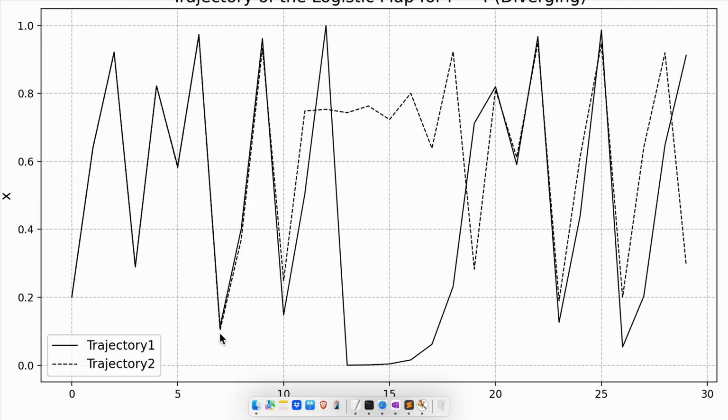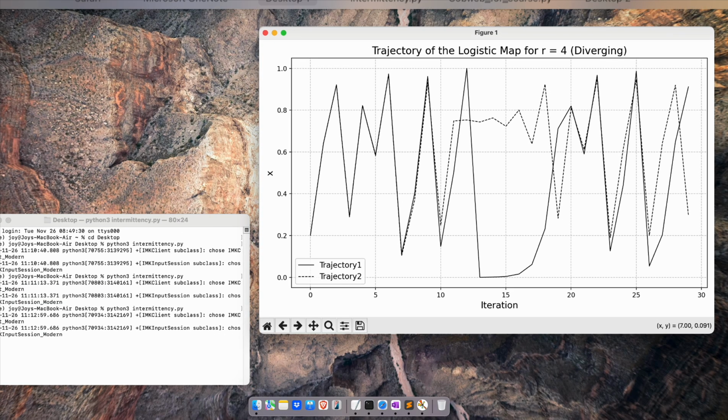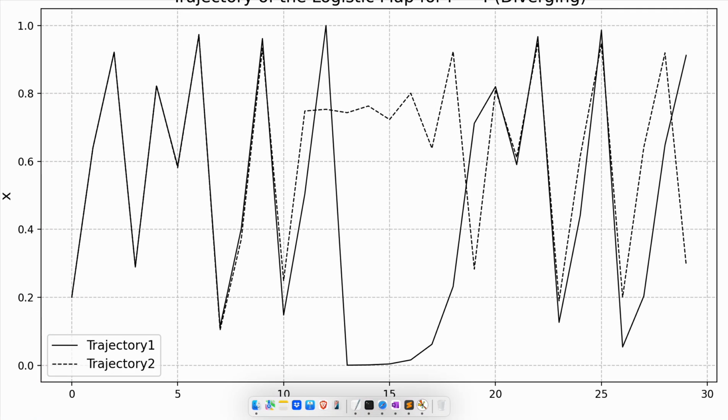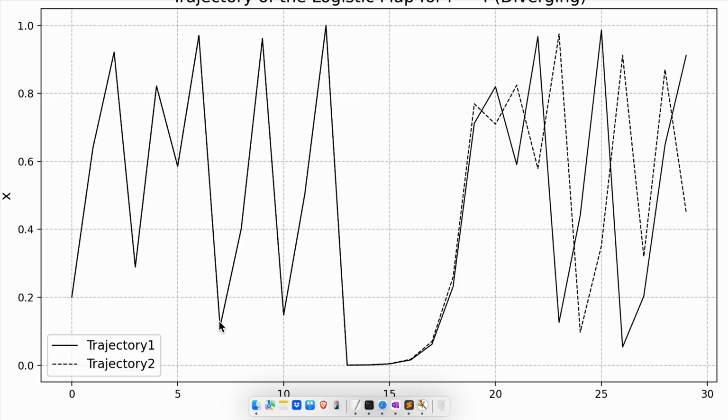Now let's go even closer, to 2000001, so that much close. If we go that close, what will it say? You cannot predict much more than that. Indeed it is very close, but after about 13 or 14 iterations it starts deviating, and from then it deviates very largely, and you see the prediction is lost.